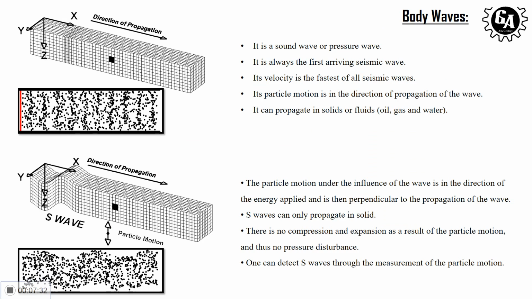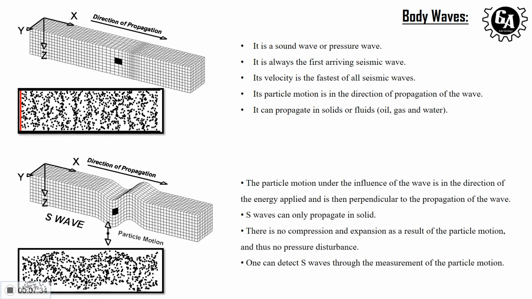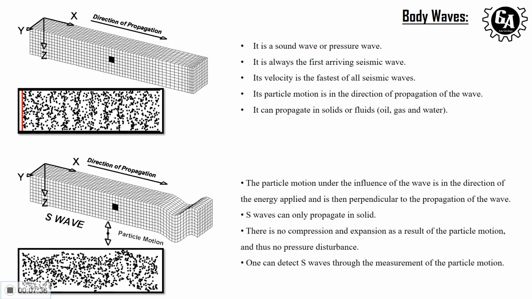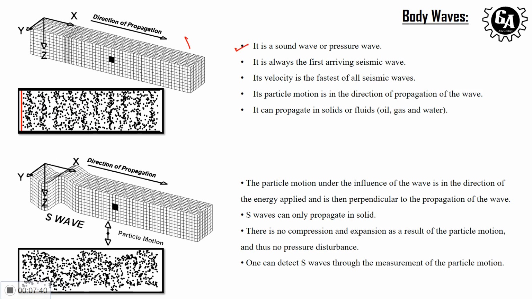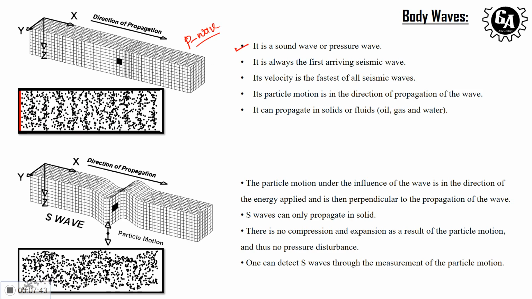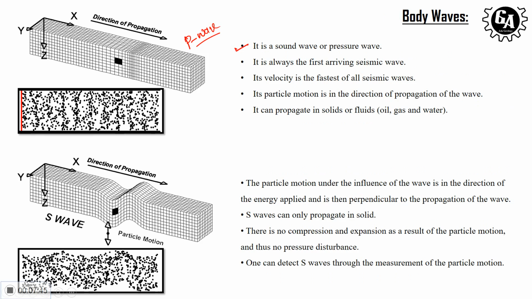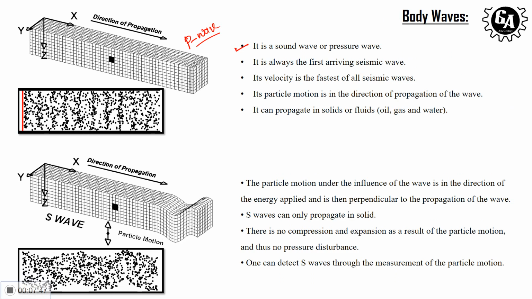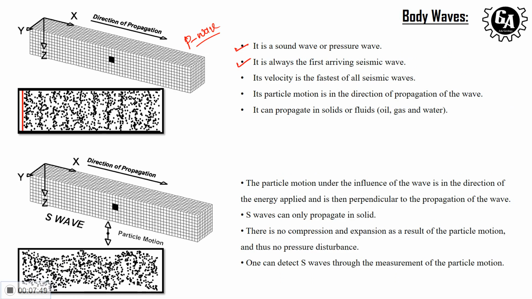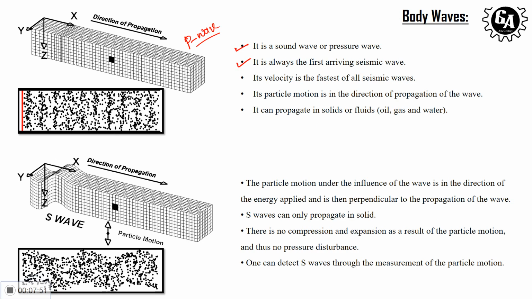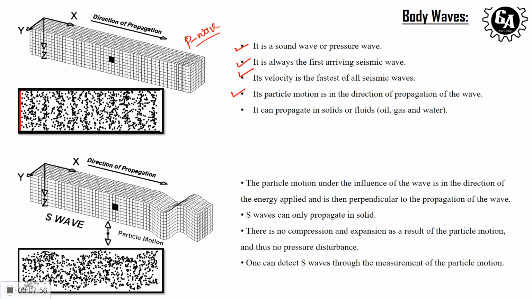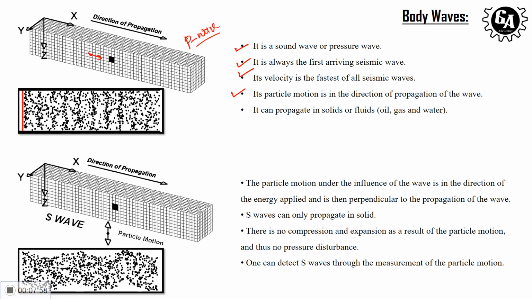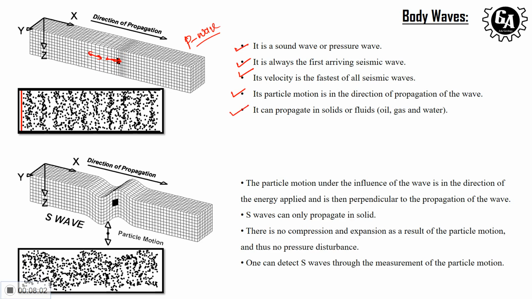What are body waves? They propagate through the body, and there are two types of body waves, p wave and s wave. This is your p wave. Its properties: it is the fastest wave, so it arrives first at the seismic station. Particle motion is in the direction of propagation, with compression and rarefaction. It can propagate in solid, liquid and gas.